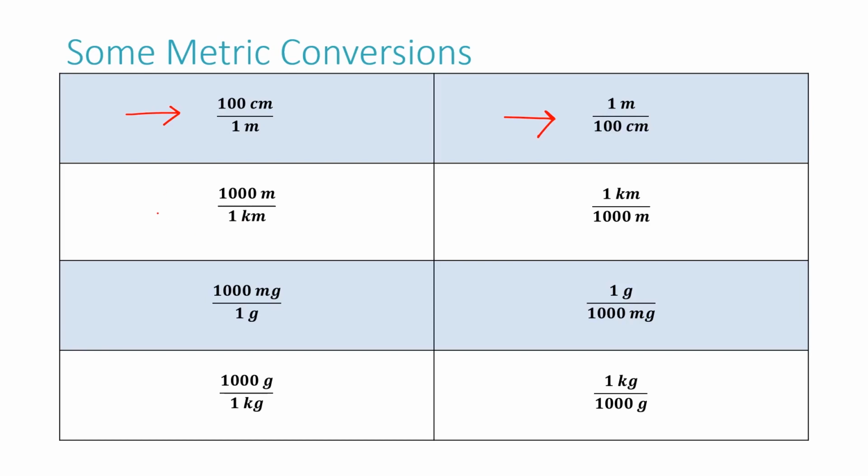So for every 1,000 meters, that's equivalent to 1 kilometer. For every 1,000 milligrams, that's equivalent to 1 gram. And for every 1,000 grams, that's equivalent to 1 kilogram.